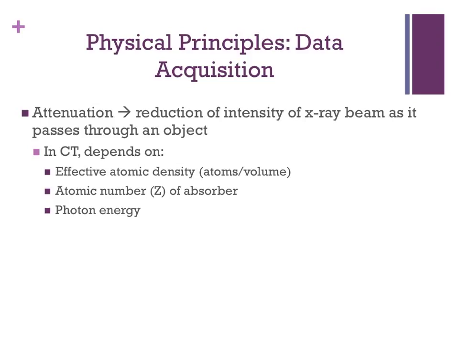To even begin to understand, you need to have an understanding of attenuation of radiation in general and attenuation in CT in particular. Attenuation is the reduction of intensity of the X-ray beam as it passes through an object. Some photons are absorbed by the body and others are scattered. And in CT, it depends on the effective atomic density, or the atoms per volume, the atomic number, represented by Z, of the absorber, and the photon energy.